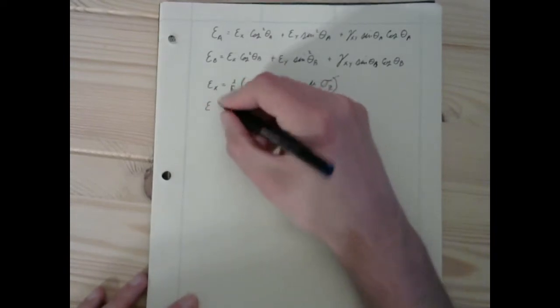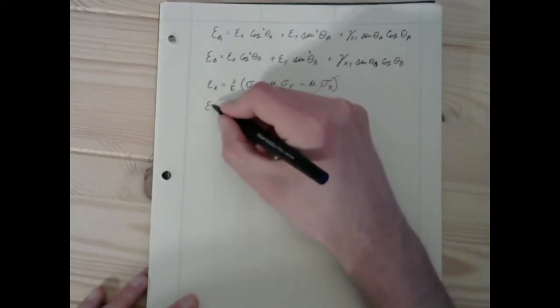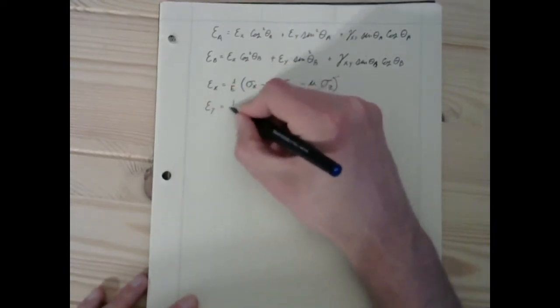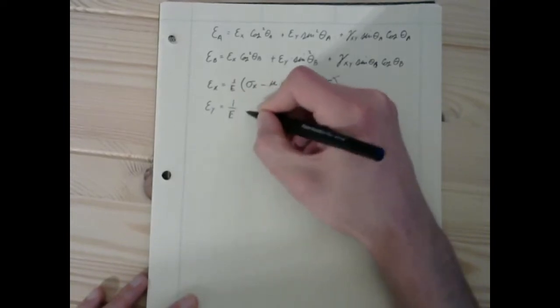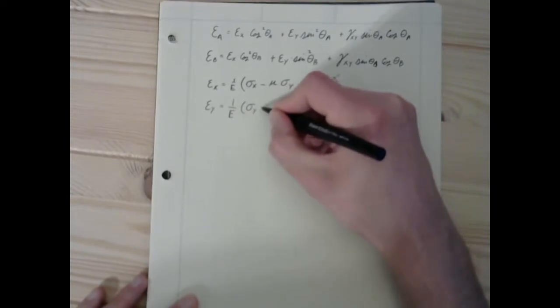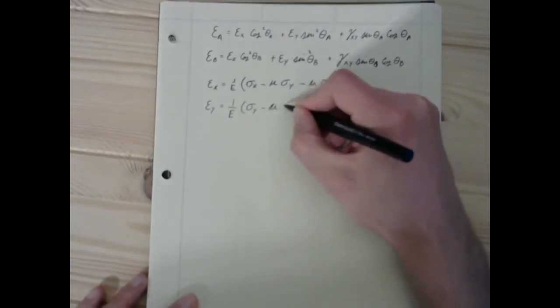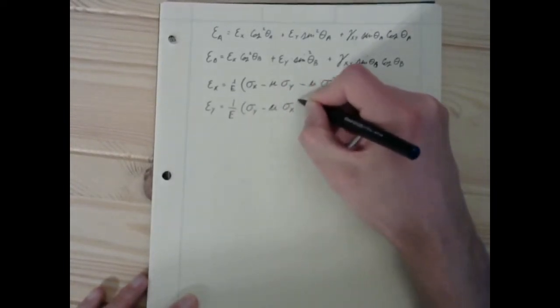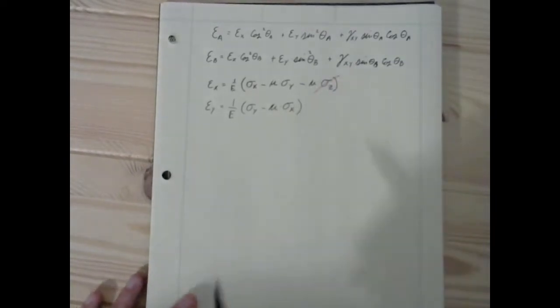Similarly, the normal strain in the y direction will be equal to 1 over the Young's modulus times the normal stress in the y direction minus Poisson's ratio times the normal stress in the x direction. And we just won't have anything for the z direction. It would be present, but the stress is 0. You know that.